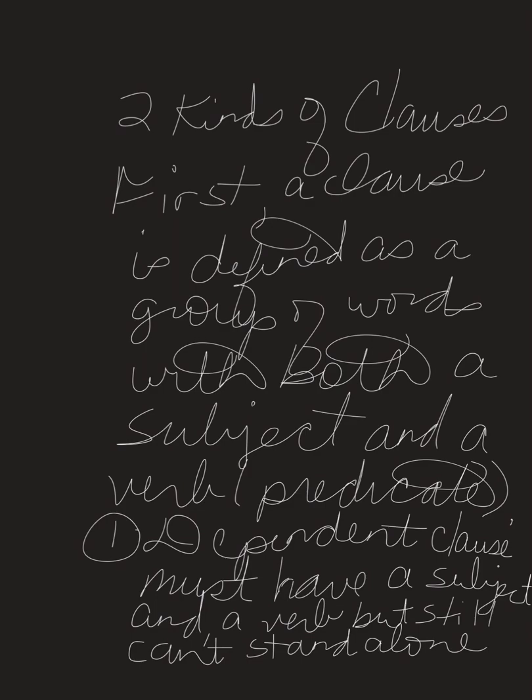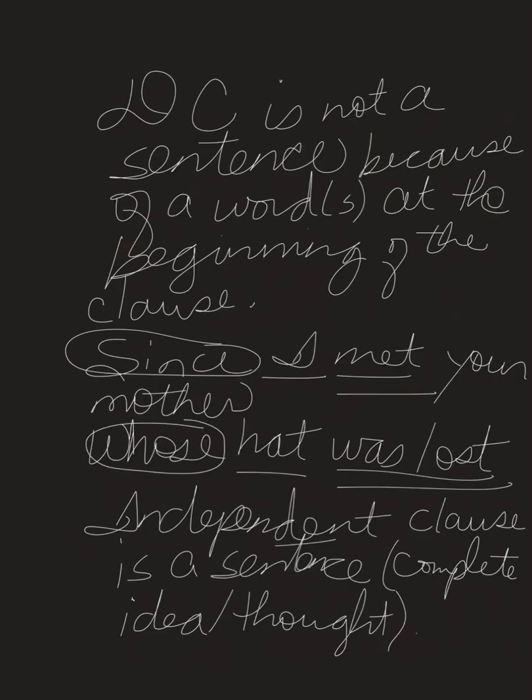A dependent clause must have a subject and a verb, but it still cannot stand alone, even though it has a subject and a verb. Look at the next slide for more explanation, please. A dependent clause is not a sentence, even though it has a subject and a verb, because it has a word or a couple of words, usually just one word, but it may have a couple, on rare occasion 3 words at the beginning of the clause that make that group of words not able to stand alone.